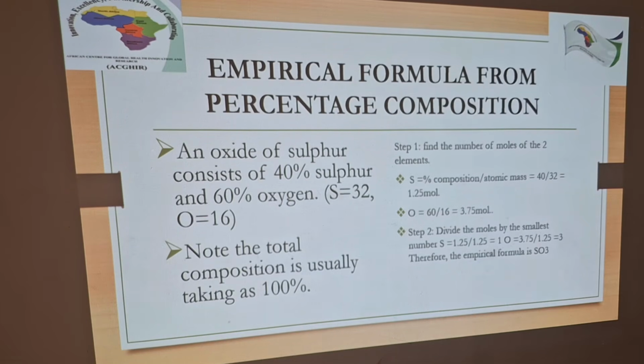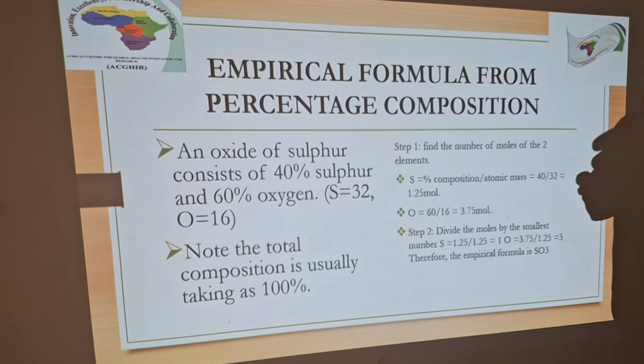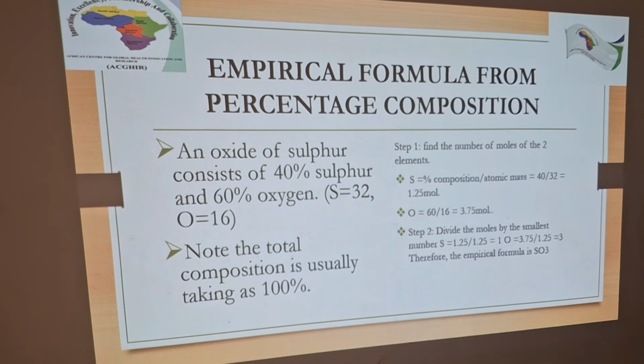When we consider now sulfur and oxygen, which form sulfur dioxide, we are given that an oxide of sulfur consists of 40% sulfur and 60% oxygen. And we know that the atomic mass of sulfur is 32 and the atomic mass of oxygen is 16. So the composition usually adds up to what? Up to 100%. Right. So the question is requiring us to find the empirical formula for sulfur dioxide.